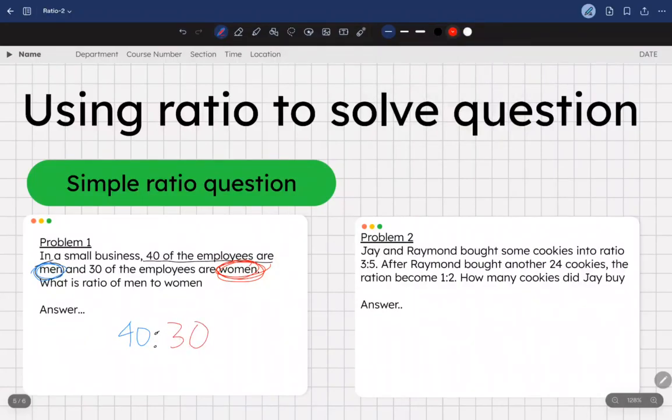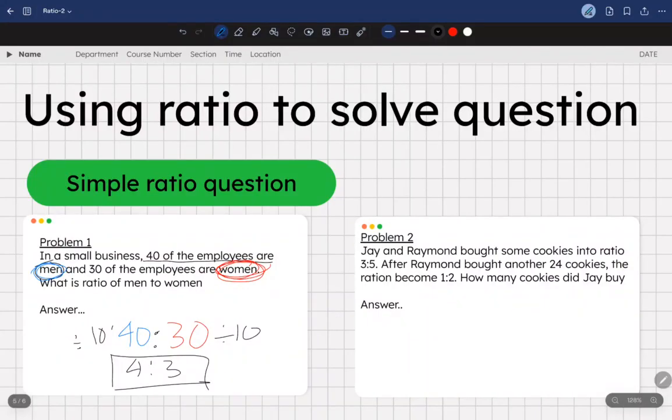As we have learned, we can simplify this. Every single answer in ratio should be in its most simplified version. So the common factor here is 10. We divide it by 10 on each side, which goes to 4 to 3. So the ratio of men to women is 4 to 3.